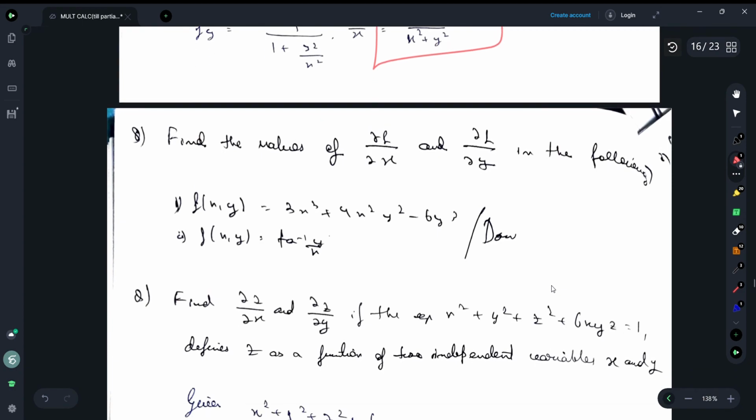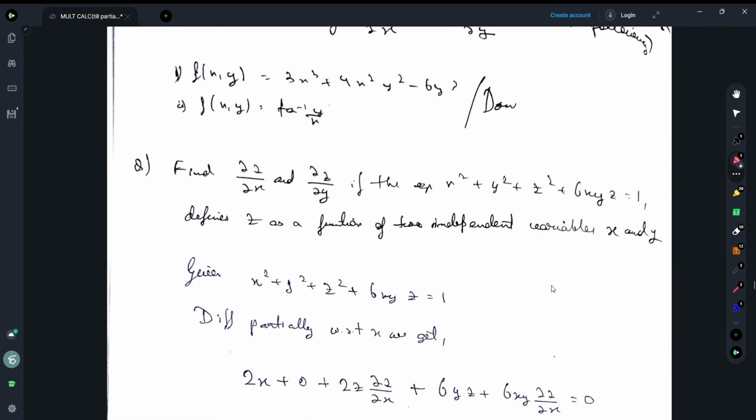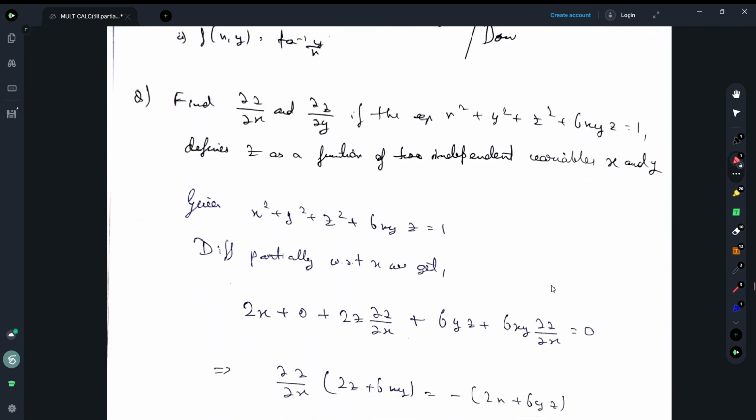Now there are some more examples here. These are done. Okay, these are the examples we just did here. Okay, here is one more.